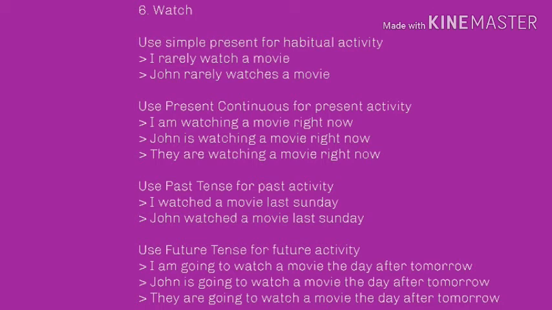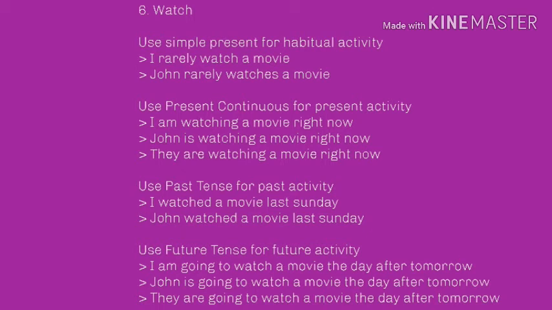Number 6. Watch. Use simple present for habitual activity. For example, I rarely watch a movie. John rarely watches a movie. Use present continuous for present activity. For example, I am watching a movie right now. John is watching a movie right now. They are watching a movie right now.